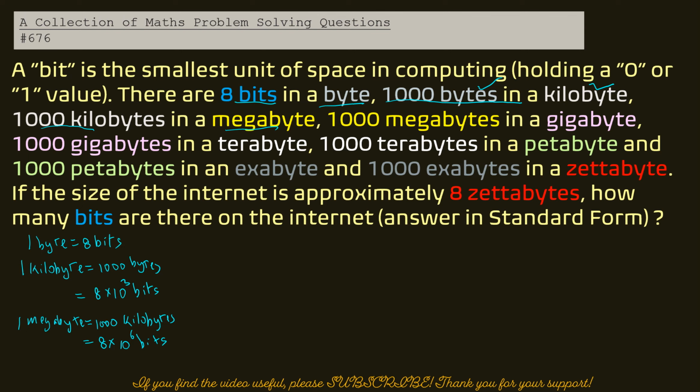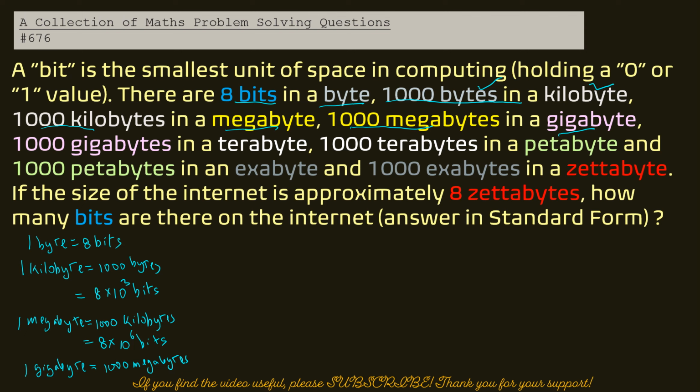So then, the megabyte is done. Now 1000 megabytes, that's a gigabyte. So I have to do 1000 megabytes or 1 gigabyte. Let me write 1 gigabyte equals 1000 megabytes, and that equals 8 times 10 to the power 6 times 10 to the power 3. That's 8 times 10 to the power 9.